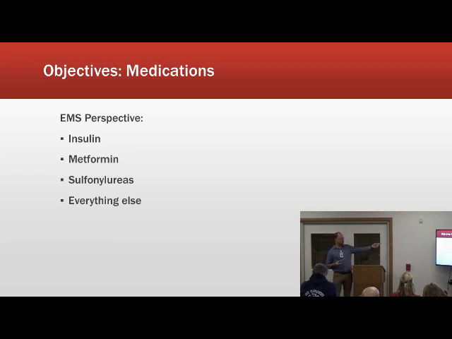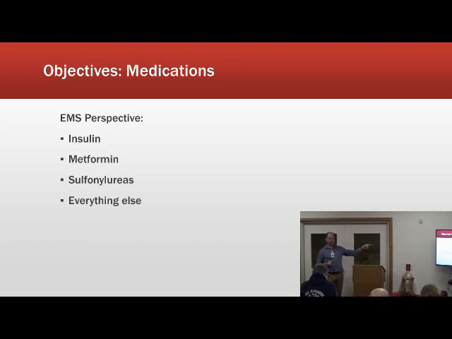Metformin. Anybody heard of metformin? You guys have heard of that? So that's very commonly used for type 2 diabetes. That is probably the most common drug used for type 2 diabetes. And metformin is, we'll talk more about this, almost always the first choice for people with newly diagnosed type 2 diabetes.